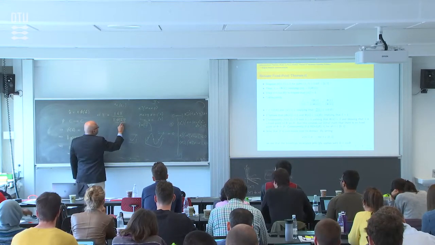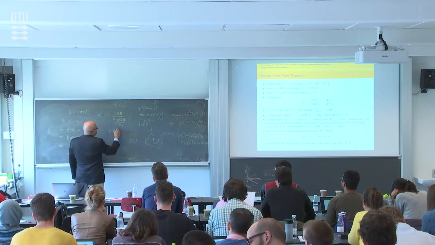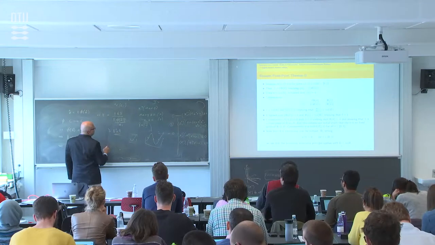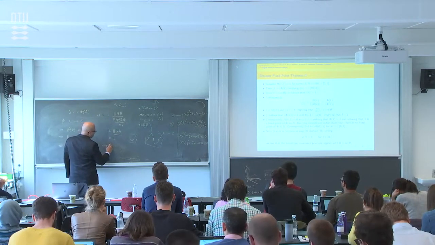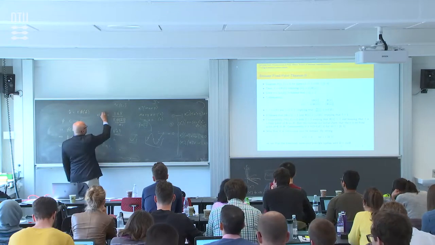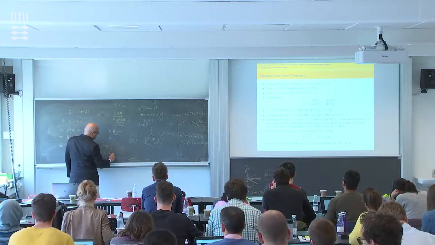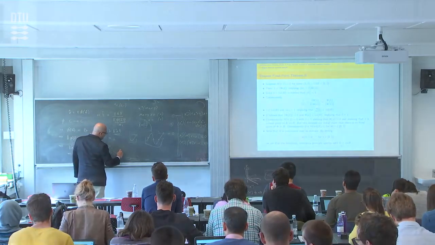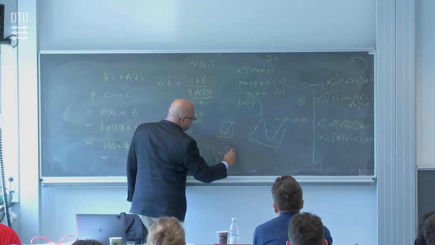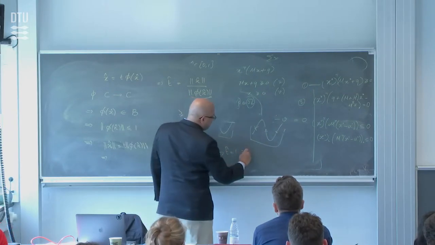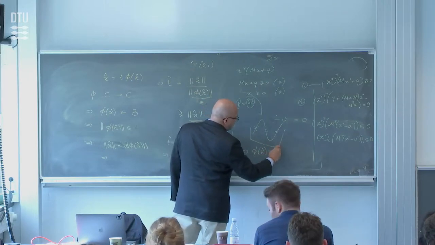But we know this is less than or equal to 1, which means t is greater than or equal to 1, sorry, t hat. But we know that t hat lies in [0, 1], implying t hat is less than or equal to 1. These together mean t hat is equal to 1, which then means that phi of x hat is equal to x hat.